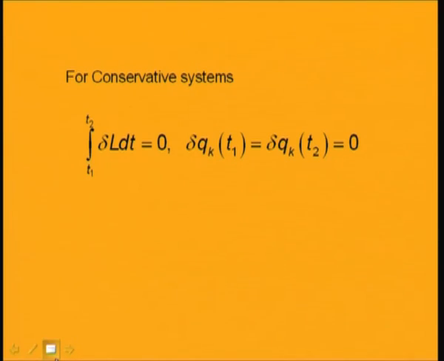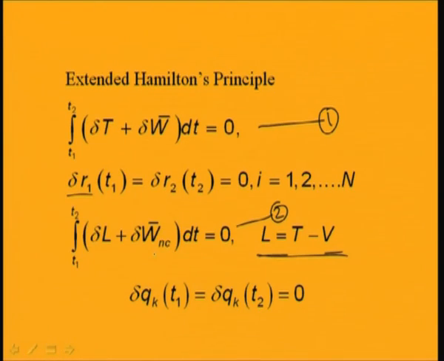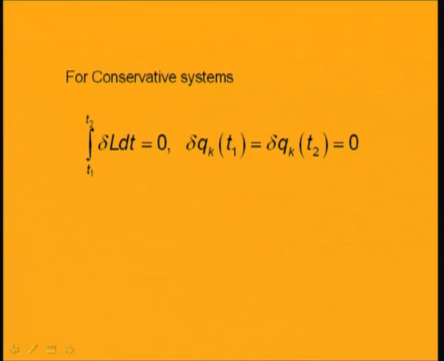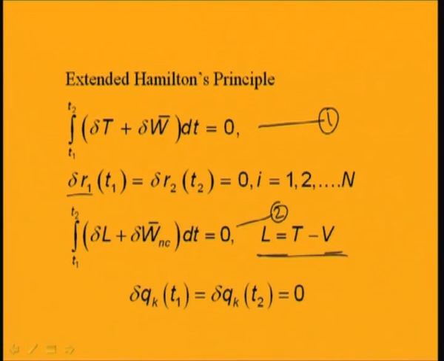For a conservative system, the work done by the non-conservative force equals 0. In that case it reduces to the simple form, integral of del L dt equal to 0, where del q_k at t1 equals del q_k at t2 equals 0. This is known as Hamilton's principle. The previous one, where you are using the non-conservative force, is known as the extended Hamilton principle.